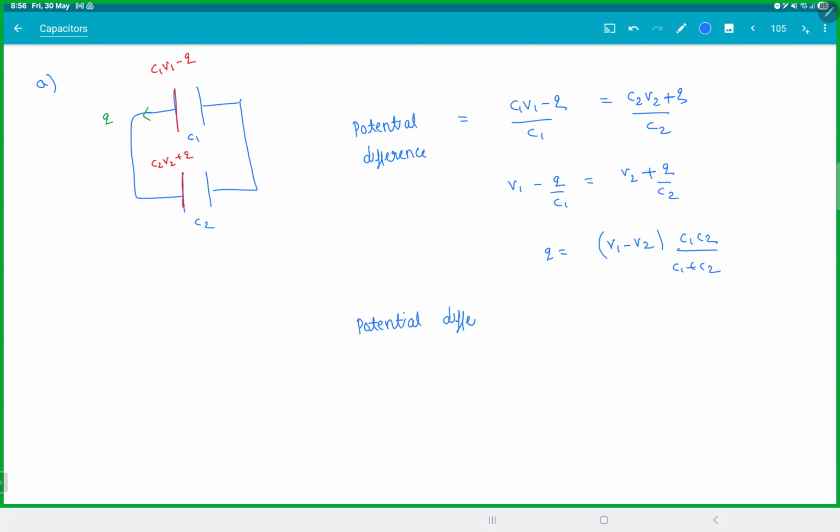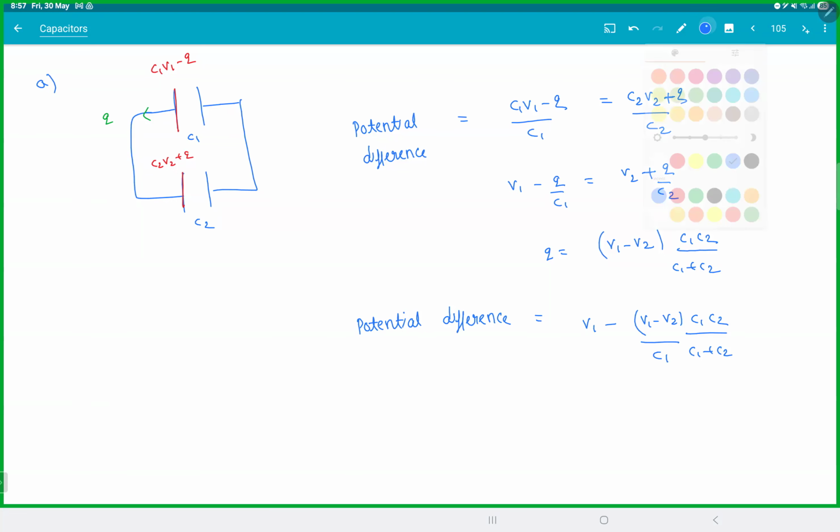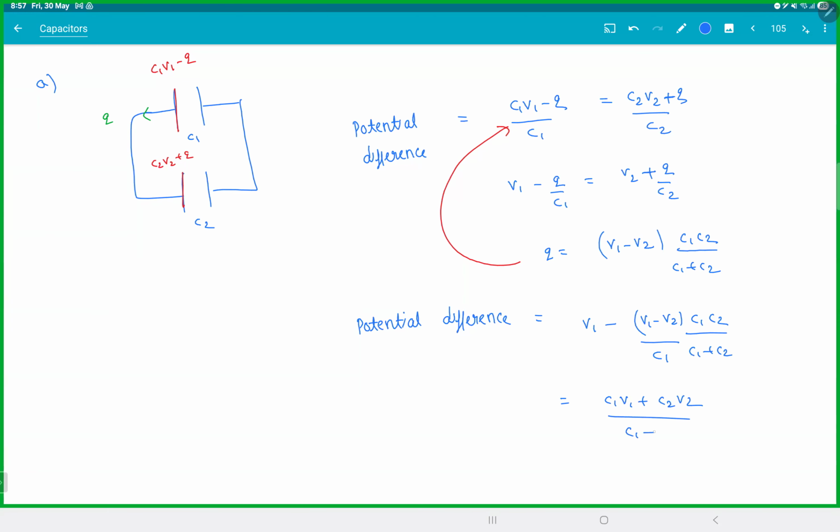This is the same thing we do even if you have three capacitors. If you substitute back, you will get V1 minus Q by C1, so V1 minus (V1 minus V2) times C1C2 by (C1 plus C2) by C1. I'm taking this and putting it in this. C1 cancels off. You will end up with (C1V1 plus C2V2) by (C1 plus C2). Decent result. You can remember this.